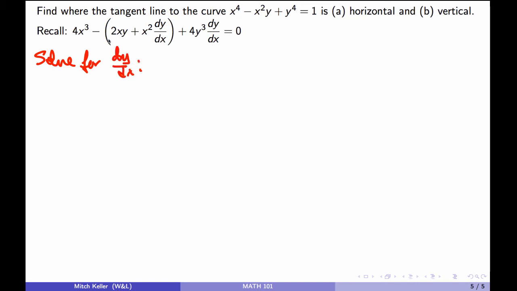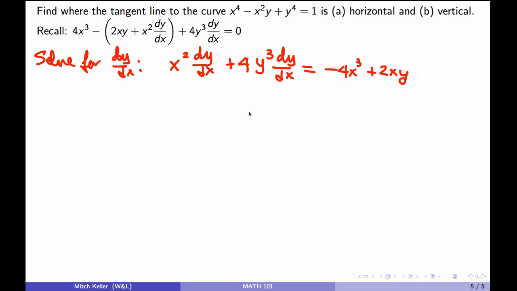First thing I'm going to do is move anything that doesn't have a dy dx in it to the other side. So over here, I'm still going to have my x squared dy dx, and I'm going to have a plus 4y cubed dy dx. To the other side, I'm going to move this 4x cubed, and so I'll get a minus 4x cubed. I have a minus 2xy, so I move that to the other side, I get plus 2xy.